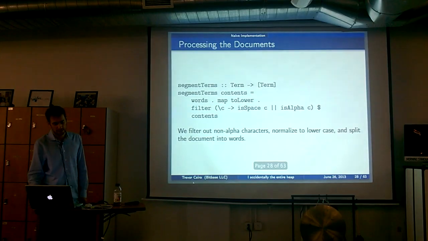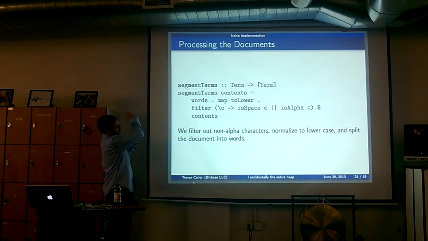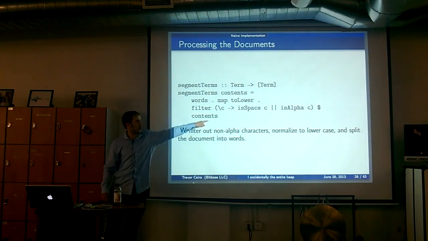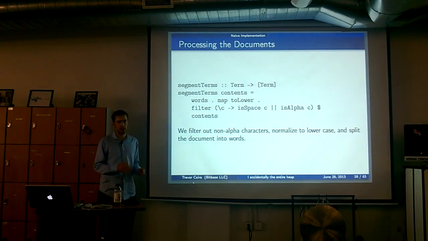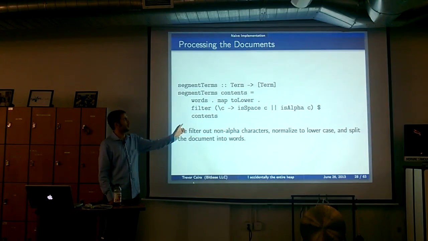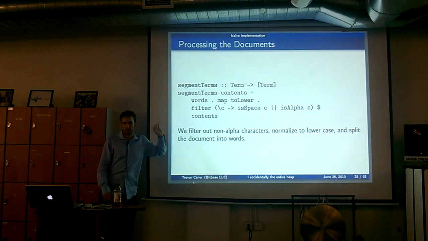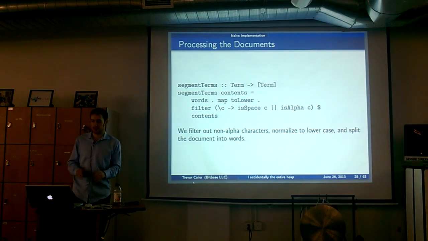So now finally, for the indexing, let's consider what segmenting the terms means. Again, right or left. We filter out non-alpha characters, and we leave spaces so that we can split later. Then we lowercase everything just for normalization's sake, and split it up into words, and that gives us our list of terms in that document.